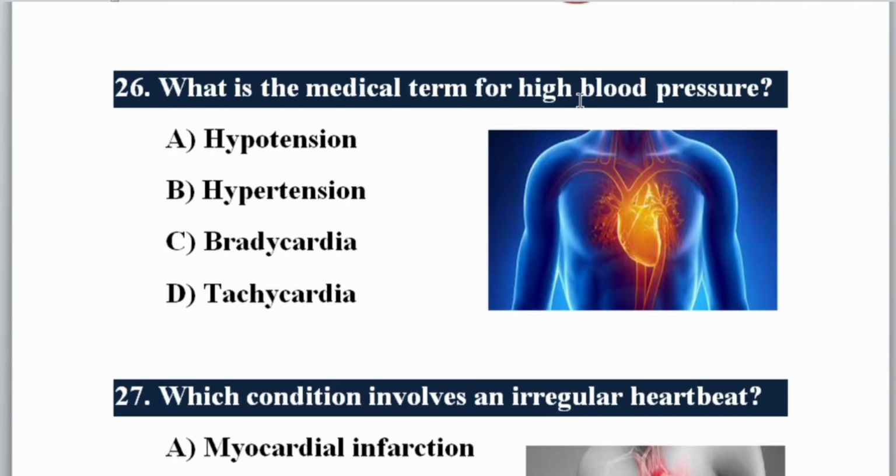What is the medical term for high blood pressure? Alpha, hypotension? No. Beta, hypertension? Yes. Hypertension is the term that is used for high blood pressure.